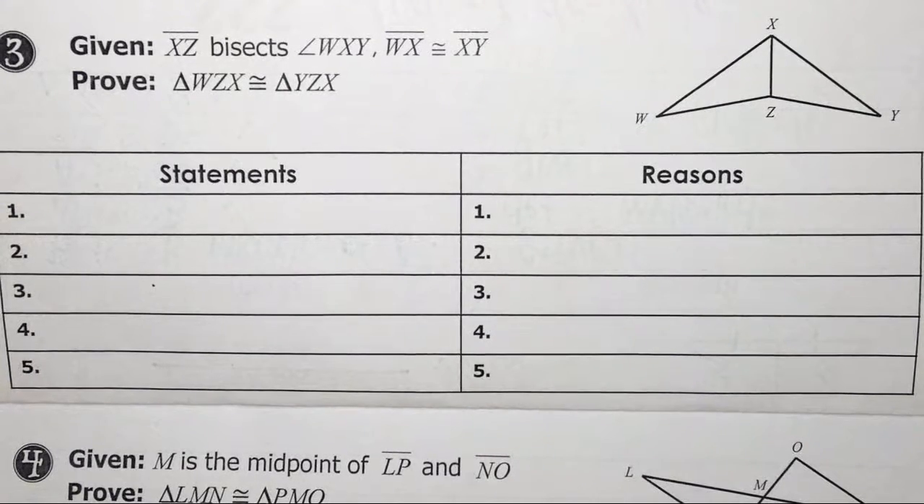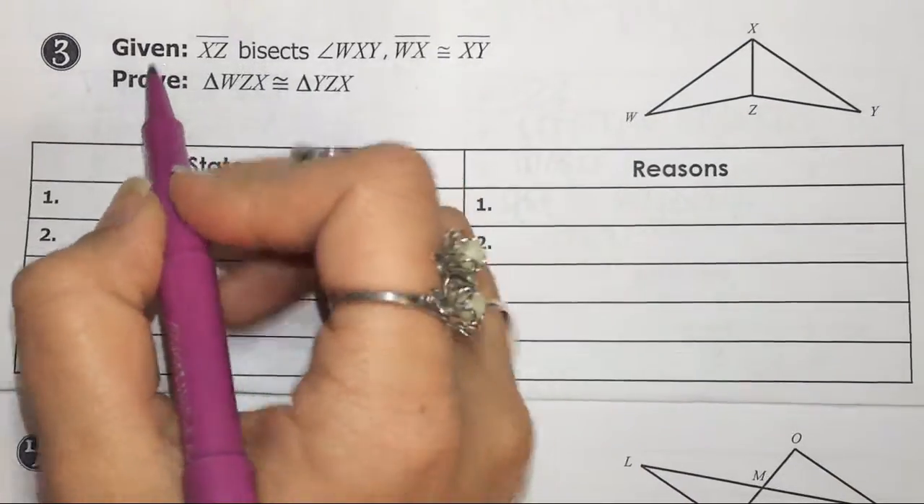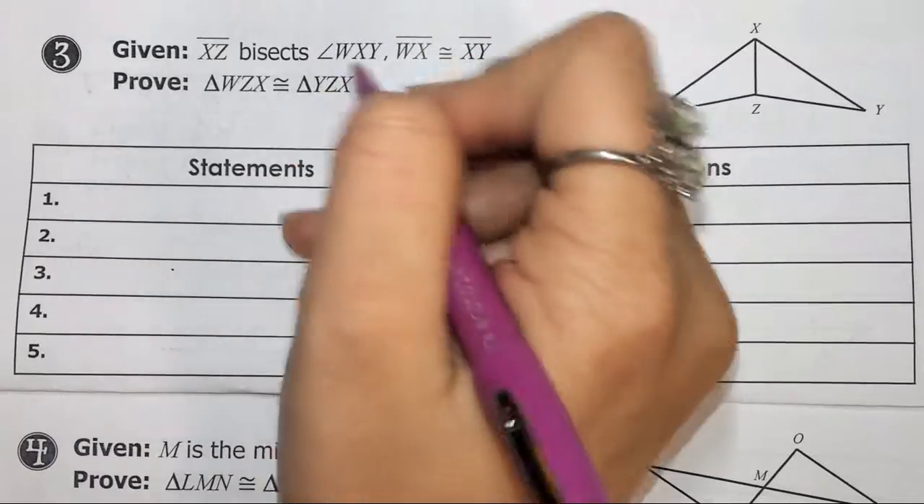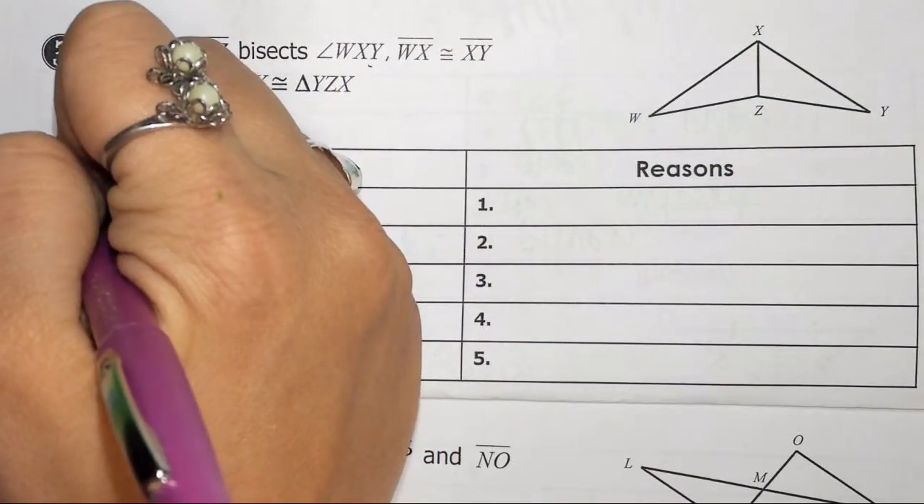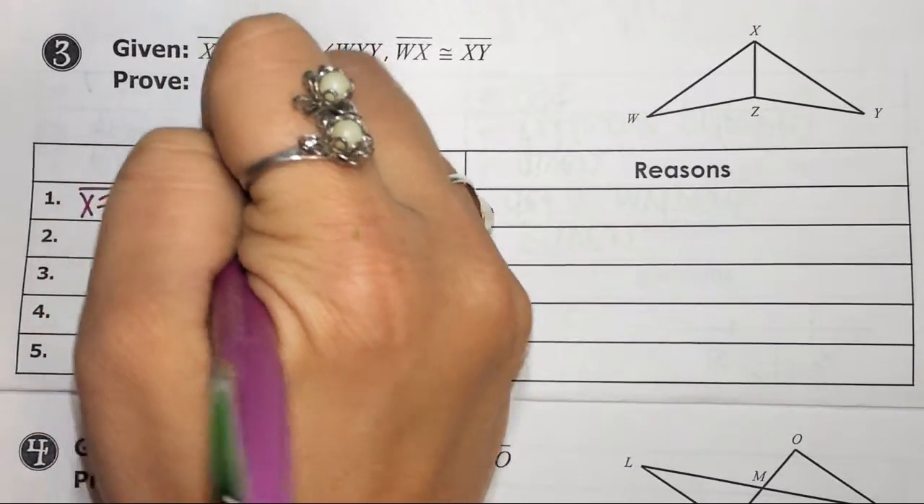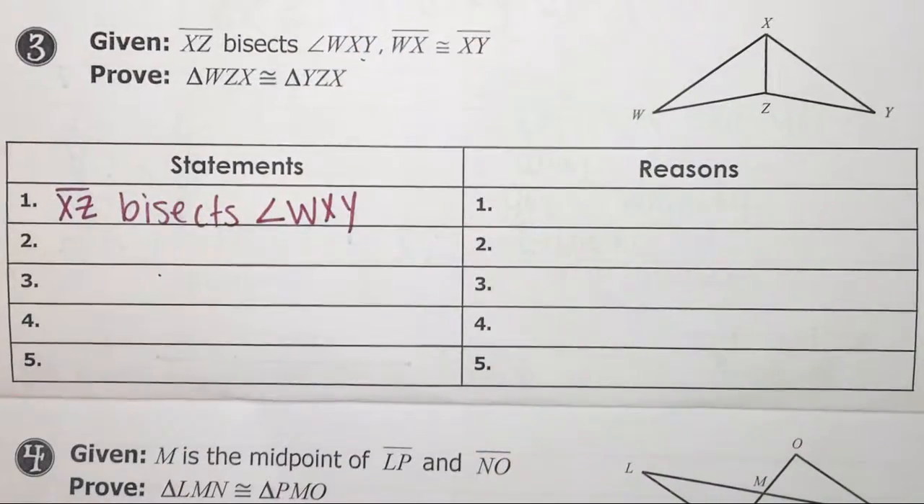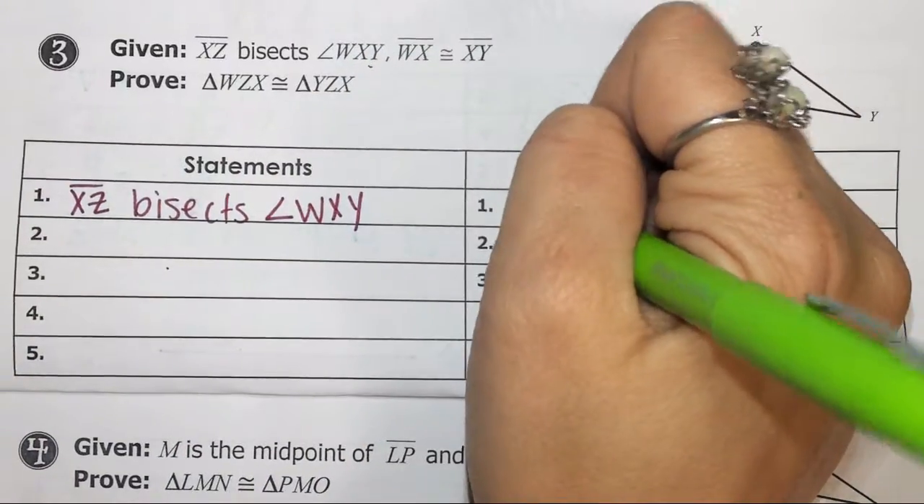All right, let's look at this problem. Give me the first thing. Tell me what it says. All right, what does that mean? It cuts it in half. If it bisects the angle, it cuts it in half. So let's start by writing down our first given. Now remember they give us 2. The first given is XZ bisects angle WXY. And what reason is that again? Given.